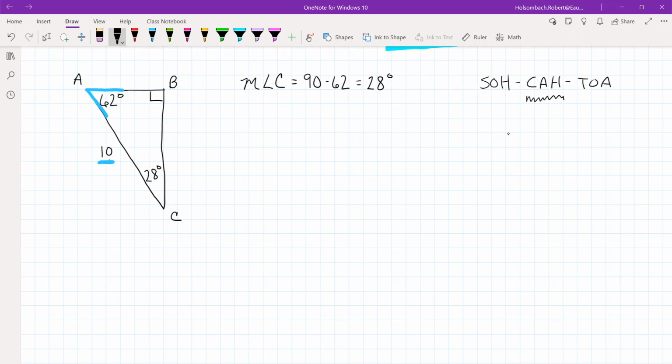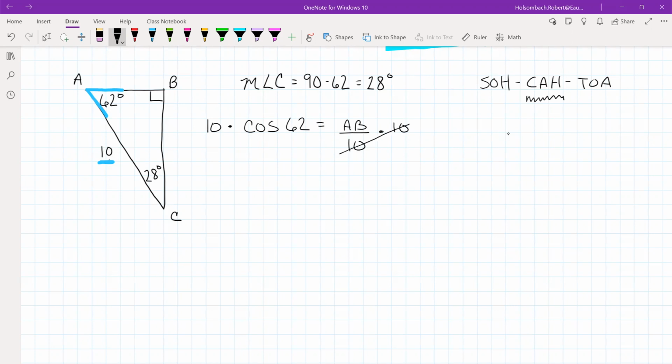Now on Monday you wrote cosine of A equals adjacent over hypotenuse. Well, we know what A is, so we can say cosine 62 equals the adjacent side, which is AB, over the hypotenuse, which is 10. So now, watch what we do here. We're trying to solve for AB, right? So if we multiply both sides by 10, this actually is fairly simple. The two 10s on the right-hand side, they cancel out.